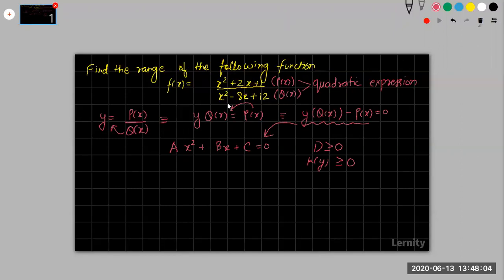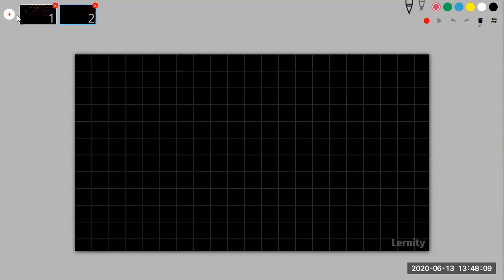So let's do the same steps for this particular question. So we have y is equal to x square plus 2x plus 1 divided by x square minus 8x plus 12. Same thing, I will cross multiply. After cross multiplying, I will get y into x square minus 8x into y plus 12y is equal to x square plus 2x plus 1.